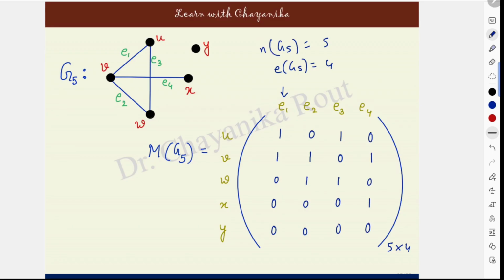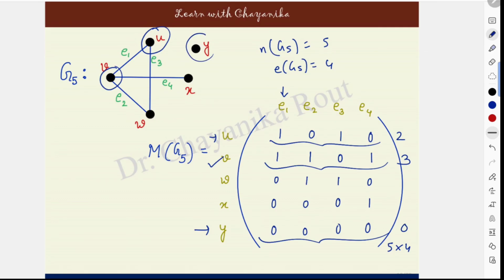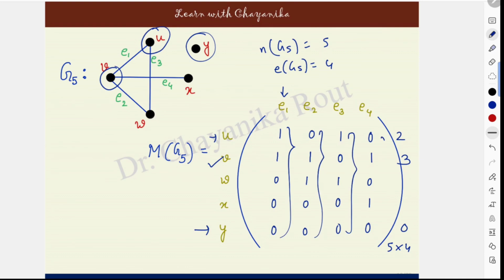Here you can check corresponding to the first row, the sum of entries is 2 and the vertex U is having degree 2. Corresponding to the vertex V, the sum of entries is 3, V is having degree 3. Corresponding to the last row, the sum of the entries is 0 because Y is an isolated vertex with degree 0. And corresponding to every column, you will find the sum is 2 only.